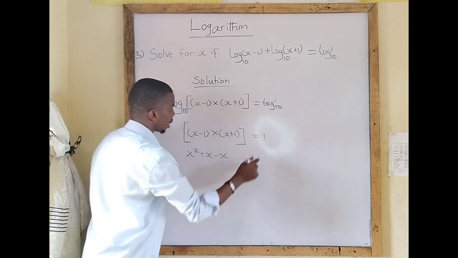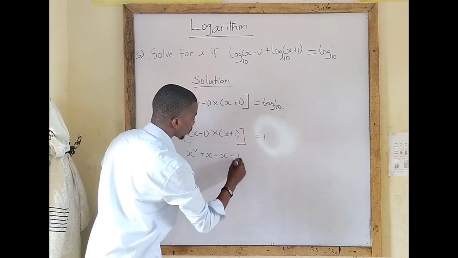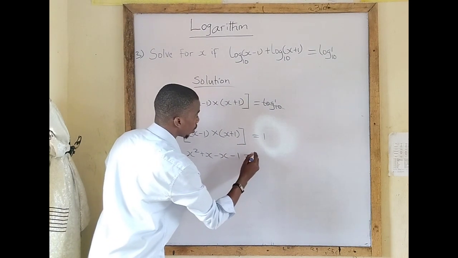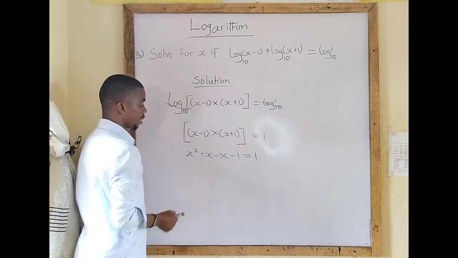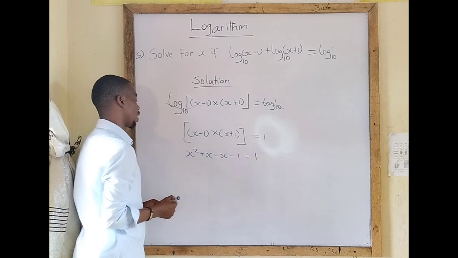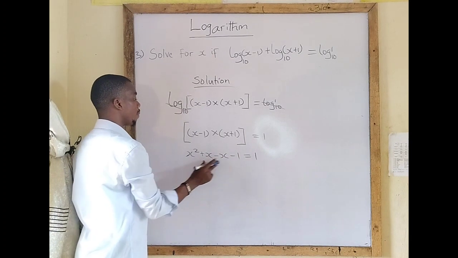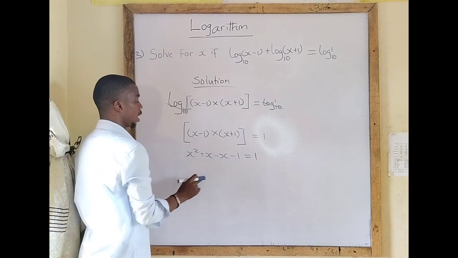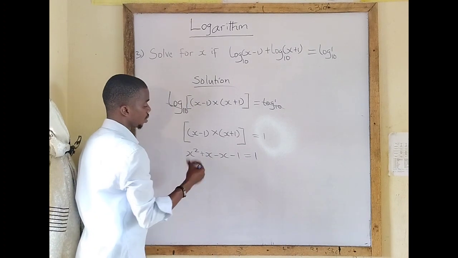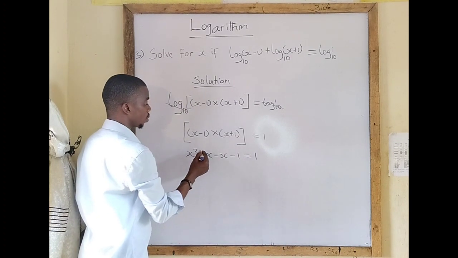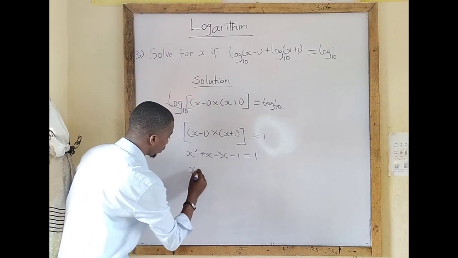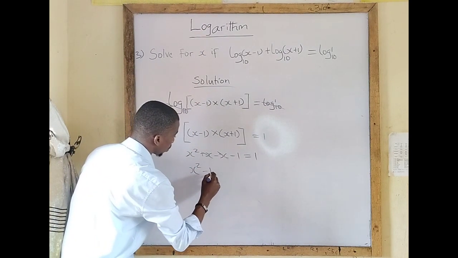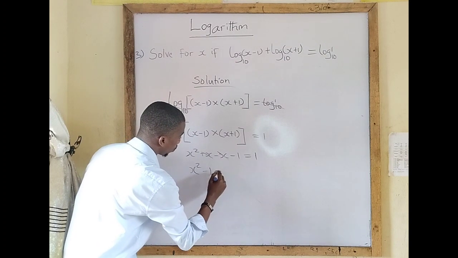And minus 1 times plus 1, we have minus 1 equal to 1. You can see here plus x minus x. We can simplify this. Plus x minus x is equal to 0, so this cancels this, and that's equal to 0. So you have x squared minus 1 equal to 1.